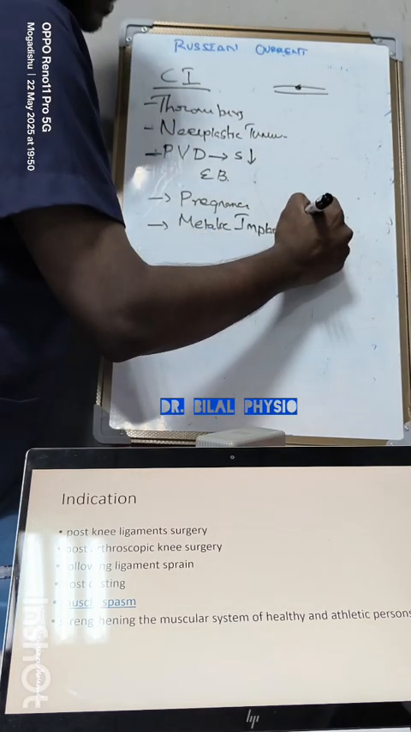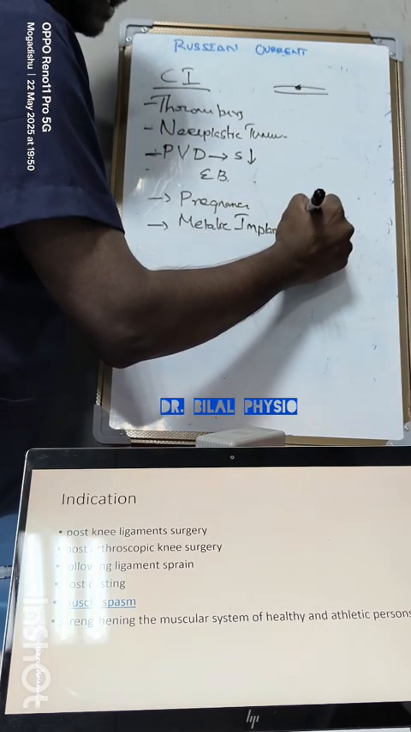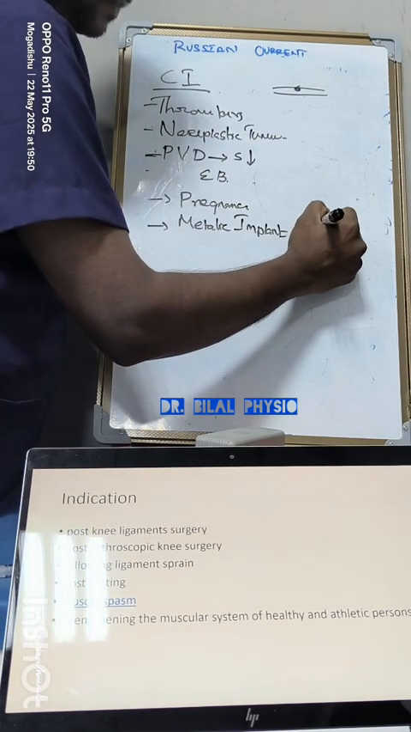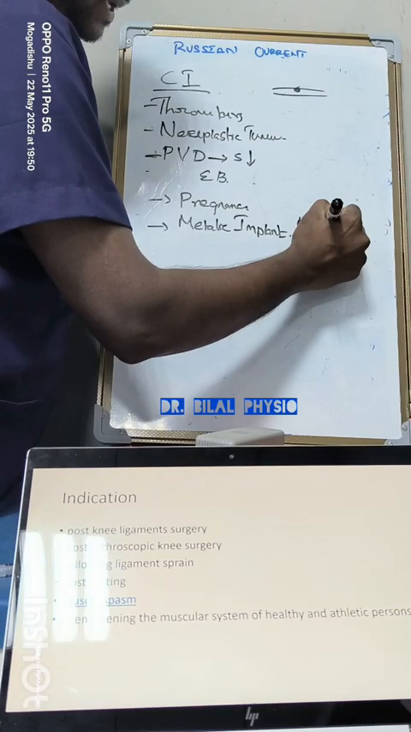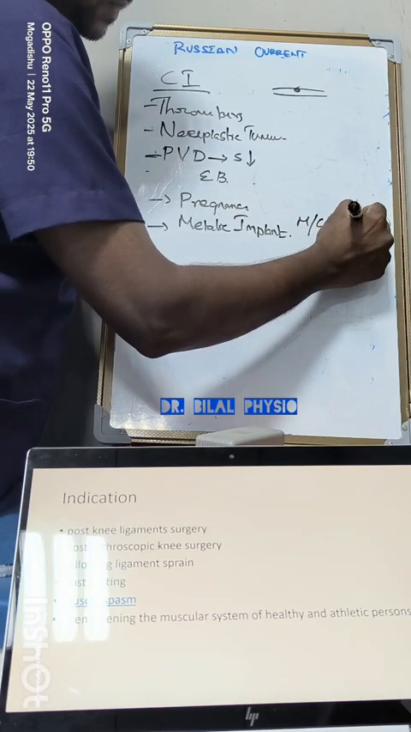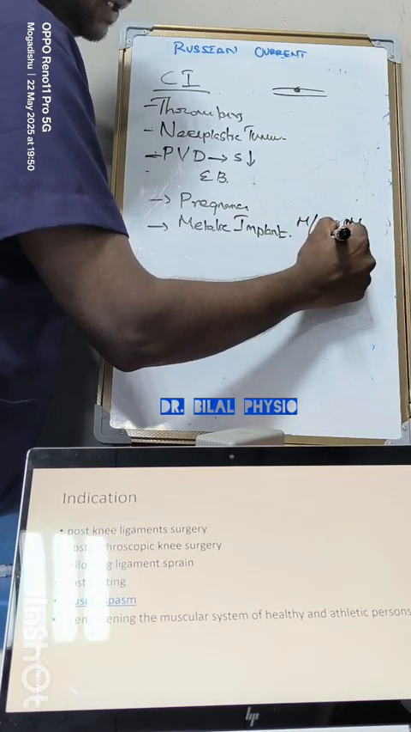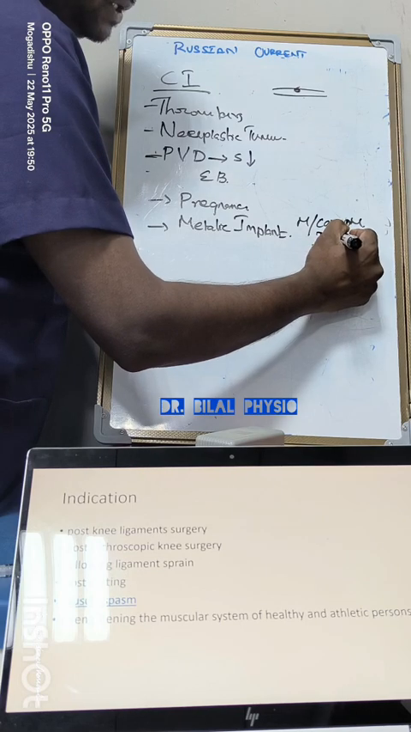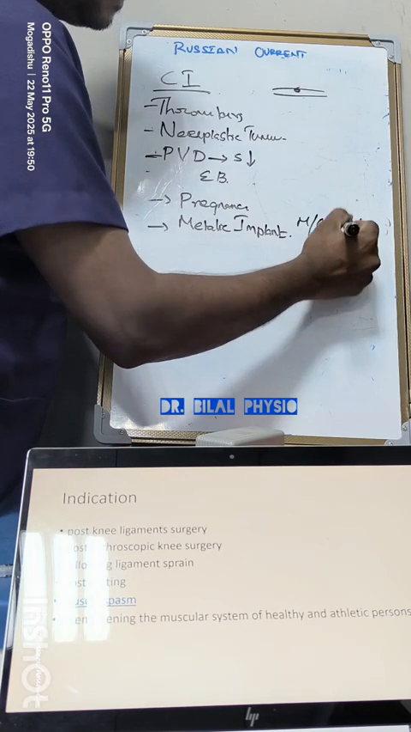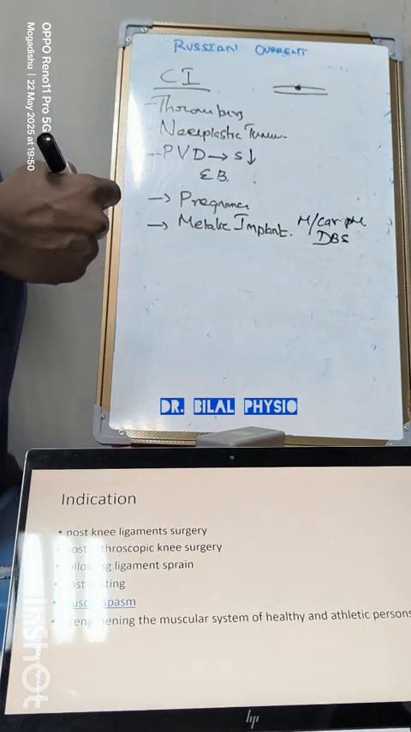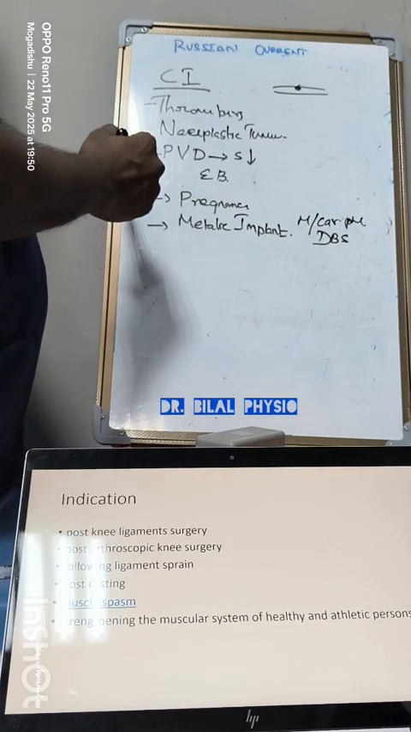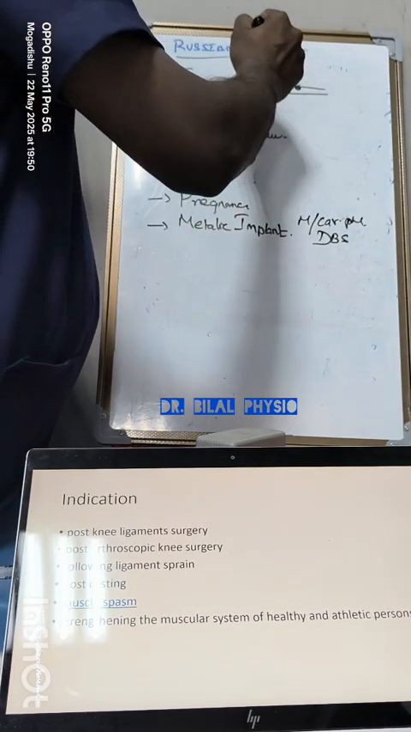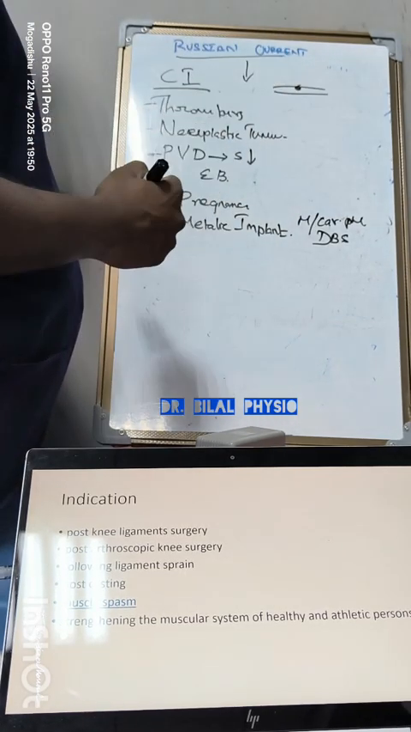like metal implants or cardiac pacemakers, or a DBS patient, a deep brain stimulation patient. We need to avoid applying the Russian current in these cases as its depth of penetration is very deep.